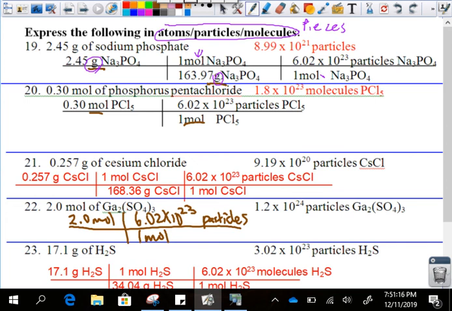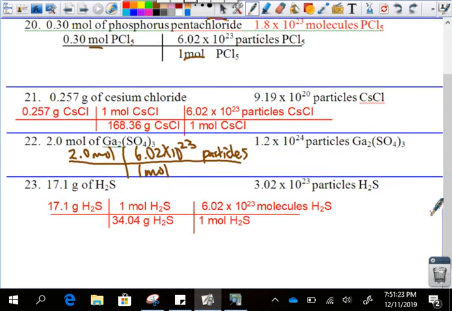Number 22, there were 2 moles of gallium sulfate, so I could just use Avogadro's number to convert it over. And then 23, same deal as number 21, I had to change the mass to moles before I could do the conversion.